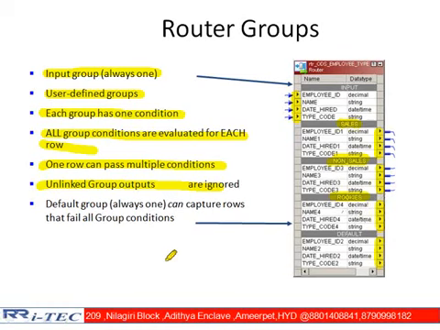Next, the default group is always only one. Whatever default group is available, it is always only one. It is useful to capture rows that fail all group conditions. Yesterday in the filter, this was one of the major disadvantages. We cannot capture the rejected records.